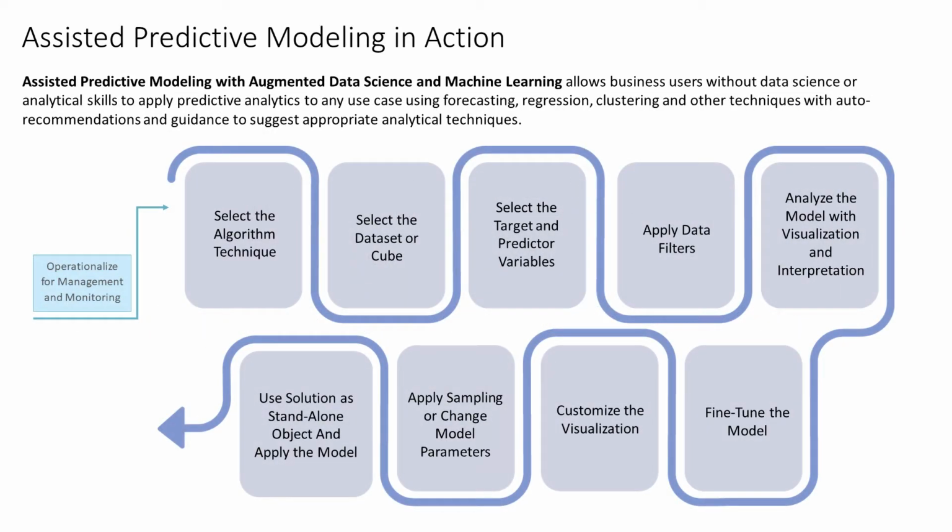Earlier in this course, we looked at predictive modeling and its importance to the business for accurate forecasting and planning. In this section, we will consider the benefits of assisted predictive modeling techniques and tools, and how citizen data scientists can use these tools and techniques to analyze any business issue or use case with forecasting, regression, clustering, and other techniques.